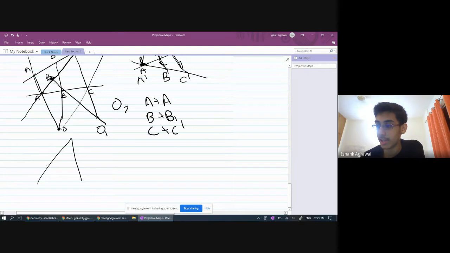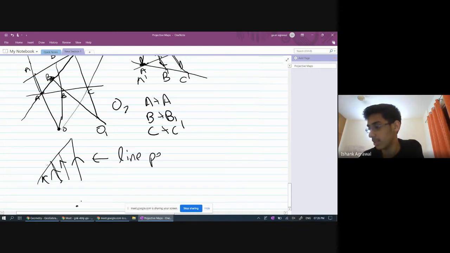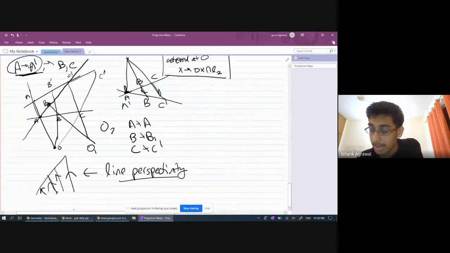If it were the point at infinity, all these lines would be parallel. So B dash would then be parallel to this. And so any other point that we want to take would again be parallel. This is actually, by the way, called a line perspectivity. Taking lines parallel to each other, this is called a line perspectivity. You also going to take like ABC intersection.